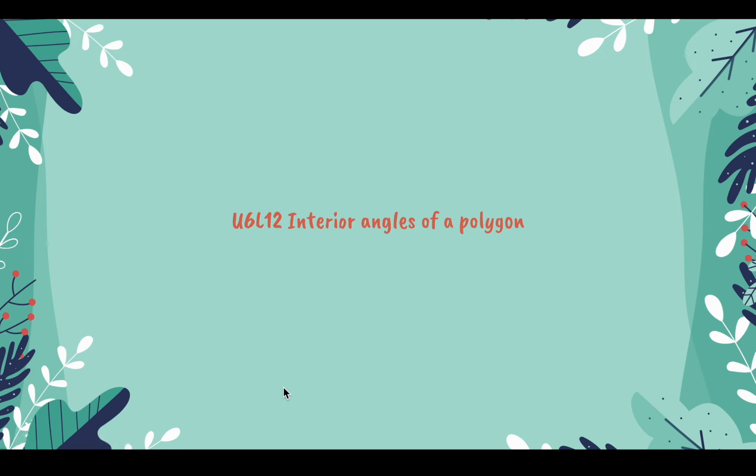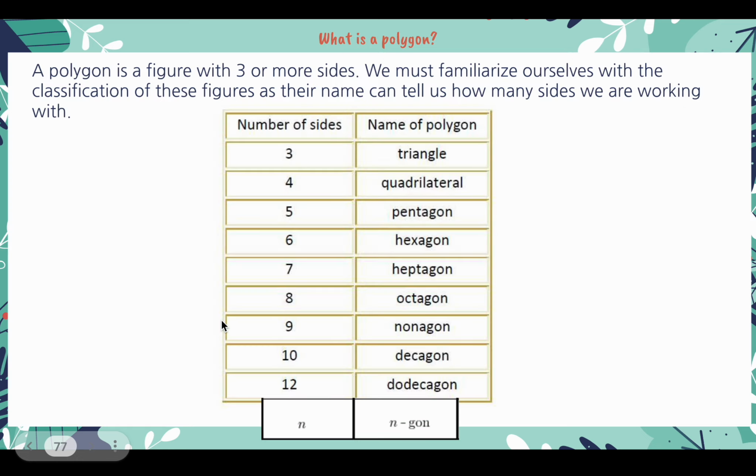Welcome to the video for Unit 6, Lesson 12, where we're going to be exploring the interior angles of a polygon. Now, we've been dealing with quadrilaterals for a lot of this unit, but now we're introduced to this new word of polygon. A polygon is just a figure with 3 or more sides.